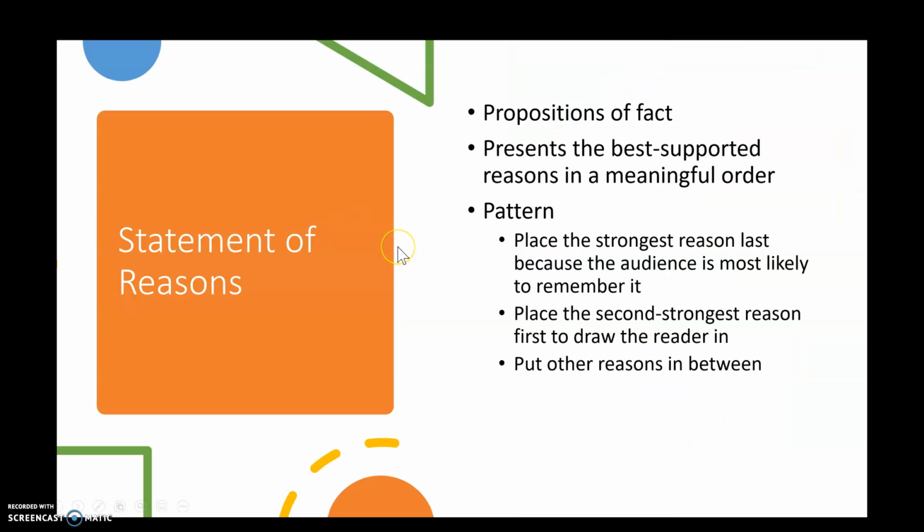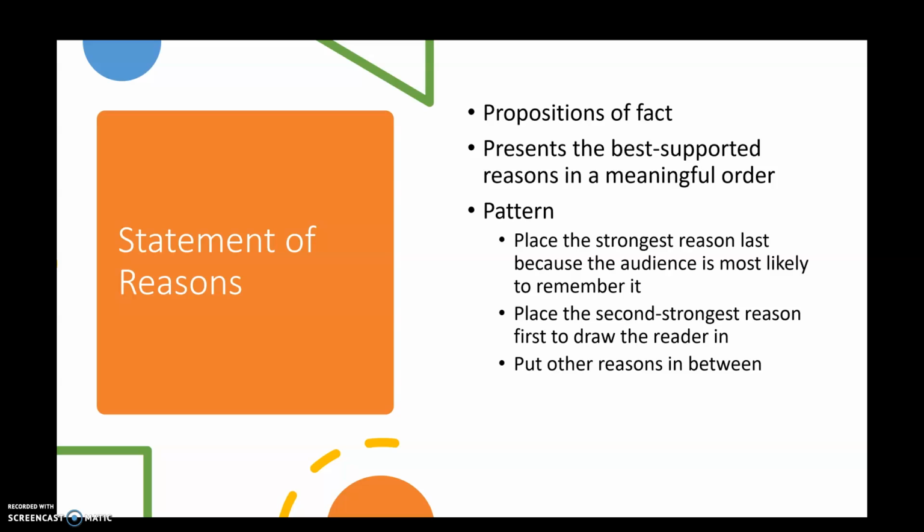So statements of reasons is one argument structure. This is used for propositions of fact. It presents the best supported reasons in a meaningful order. And remember, a proposition of fact is when you're establishing something has not occurred, will occur, may occur, something like that. The pattern for it is to place the strongest reason last because the audience is most likely to remember it. This kind of has to do with the way our brains process information.